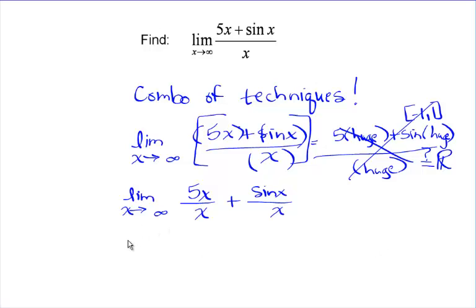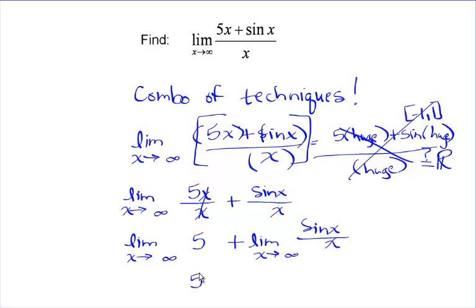I also have a main limit theorem that says, you know what? Limits break up over addition and subtraction. That algebraically cleans up to 5, by the way, right? The limit as x approaches infinity of sine of x over x. The main limit theorem tells me that the limit of a constant is a constant, and the problem using the squeeze theorem that we just did on the last slide tells me that that limit is 0. So the limit of this function is 5.